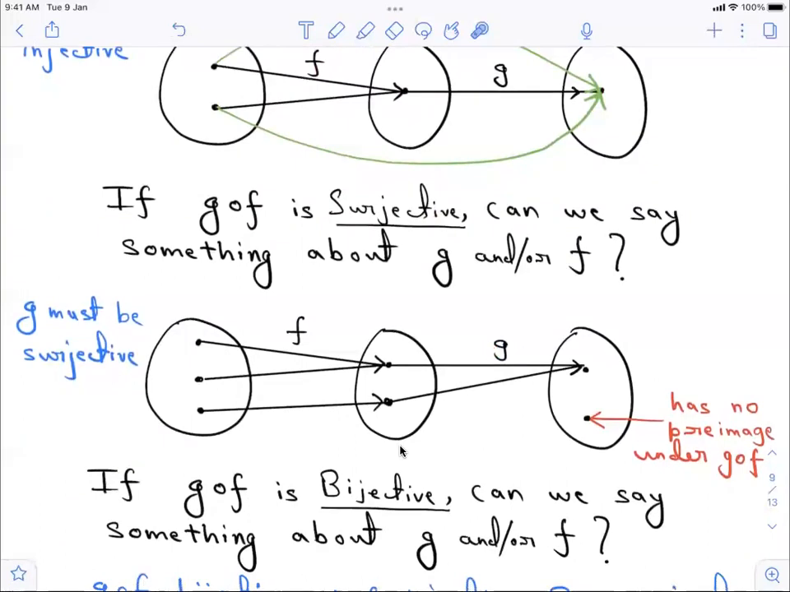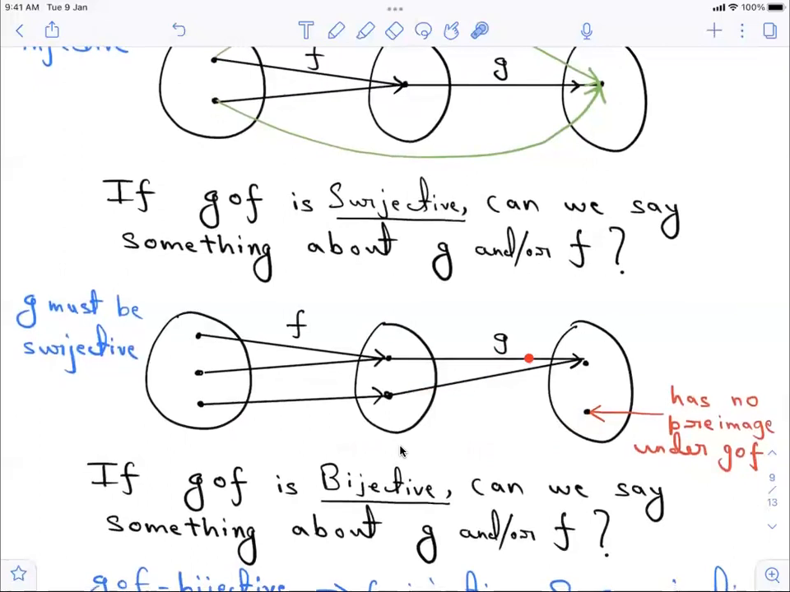Why is that? That's because if G is not surjective, then G∘F cannot be surjective. Why is that? Since G is not surjective, there is something left out. There's some point in the codomain that is not an output of G. So this point does not have a preimage here, so how can it have a preimage in the composition? These elements cannot be linked. So G has to be surjective for this composition to be surjective.